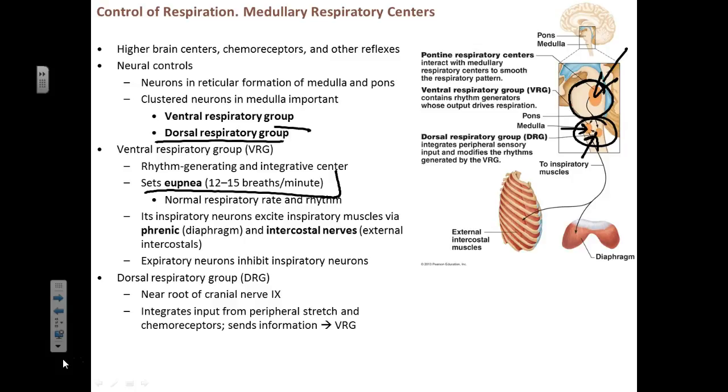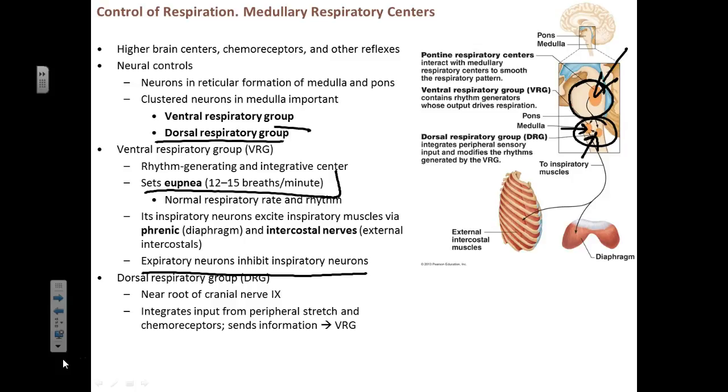Now, expiratory neurons, that's kind of interesting. They don't inhibit the muscles. They inhibit inspiratory neurons. So one set of neurons stimulates muscles, another set inhibits the ones that stimulate muscles. Does that make sense?